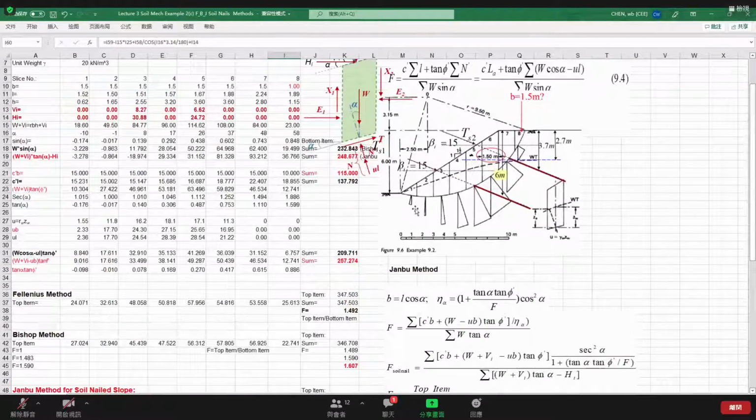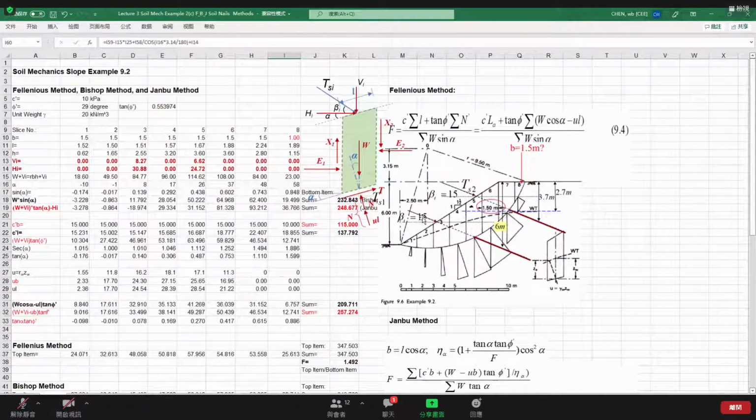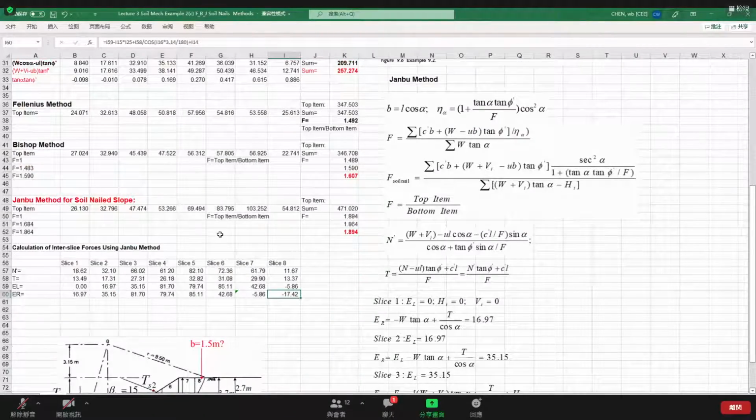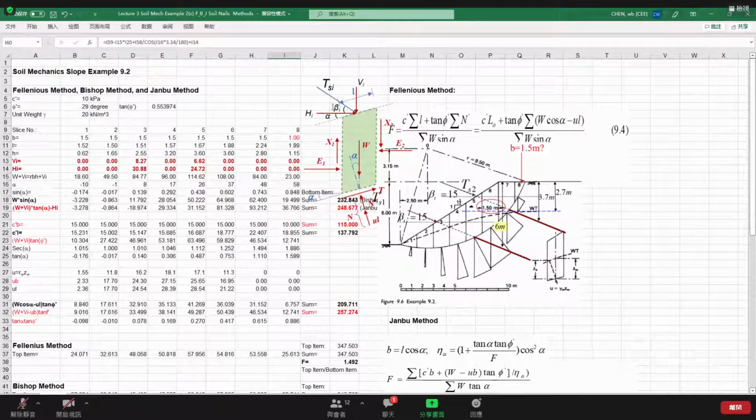Okay, that's all I want to share with you about the condition with soil nail for Jambu's method.